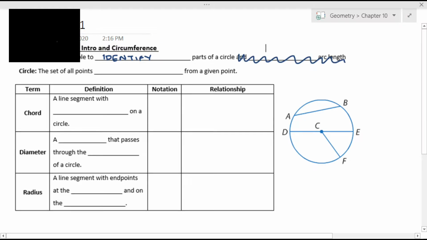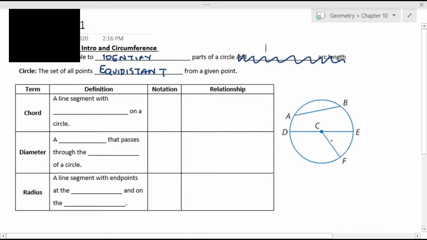A circle is the set of all points that are equidistant from a given point. Equidistant means the same distance. So all of the points on a circle are the same distance from C. It's all the points that are, I don't know, half an inch from C. So that's what we're talking about.